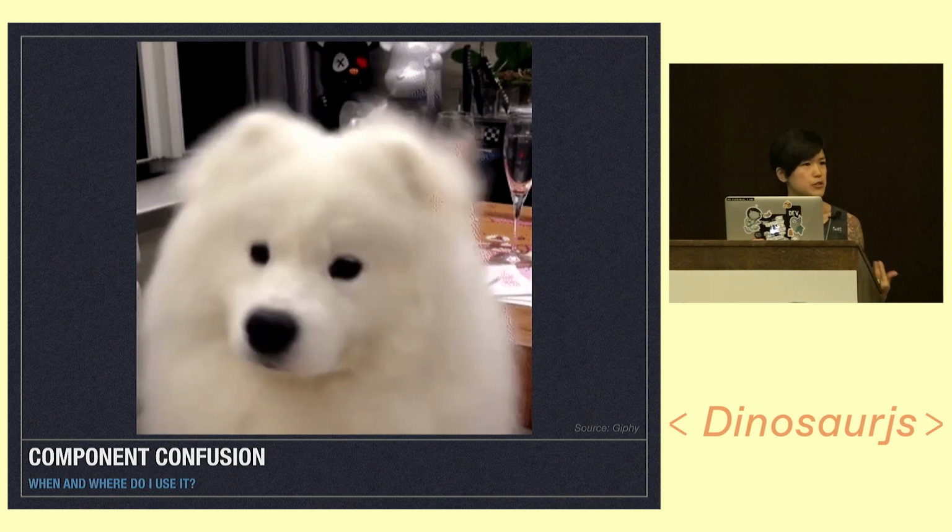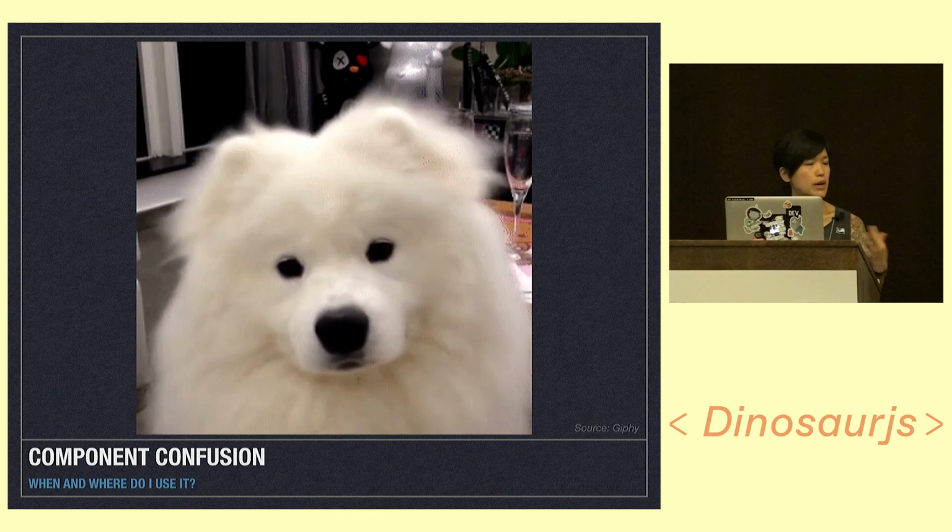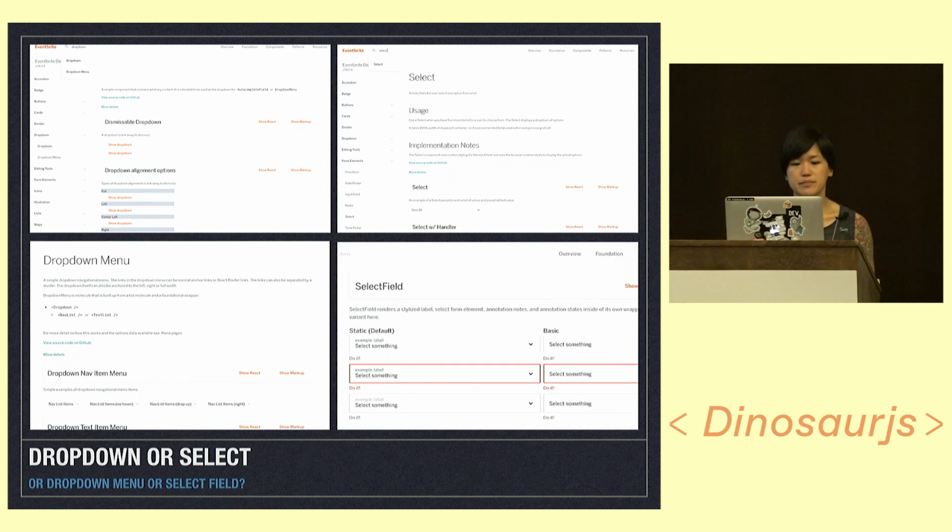Also, there's a lot of confusion around our components. Like, when and where do I use specific types of components? So here we see a drop-down, and we see a drop-down menu, we see a select, and we also see a select field. If we look at all of these components, almost all of them have a title and a down arrow. Presumably, if you click on it or hover over it, you're going to see a list of items below. So it can be really hard to tell which one you're supposed to use at any given point in time because they seem to all serve the same function.